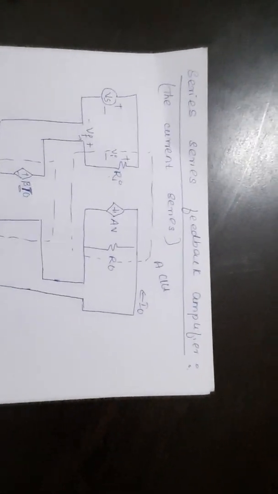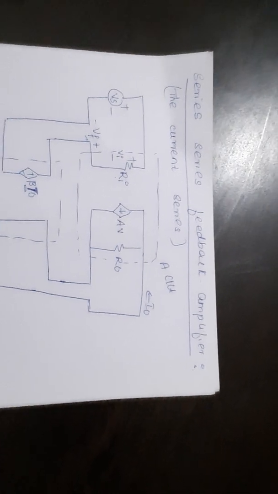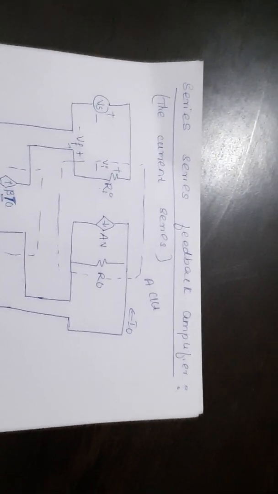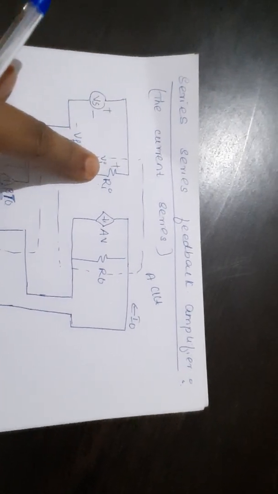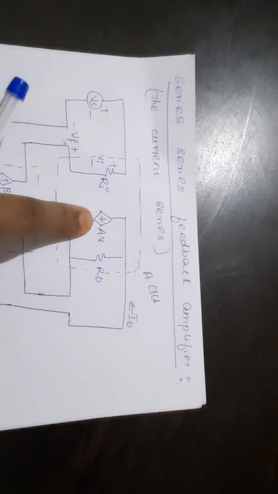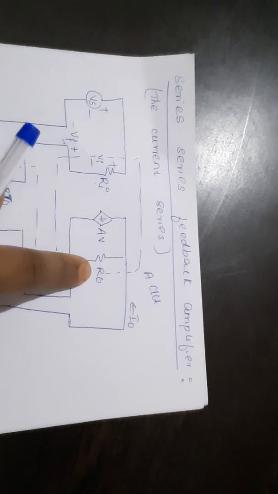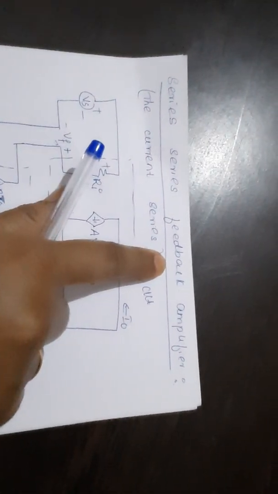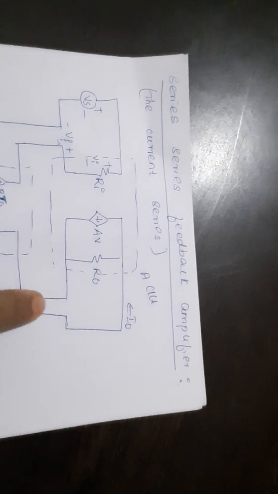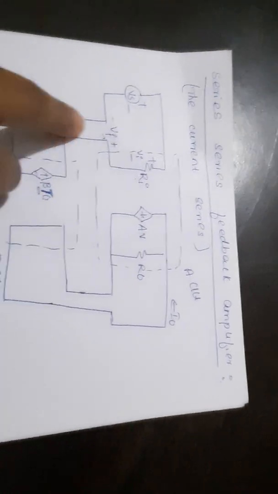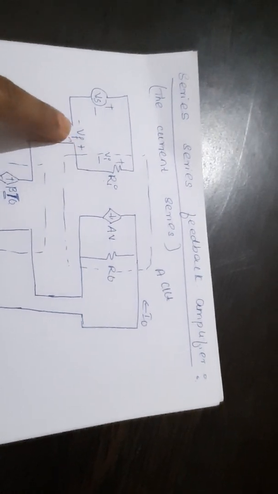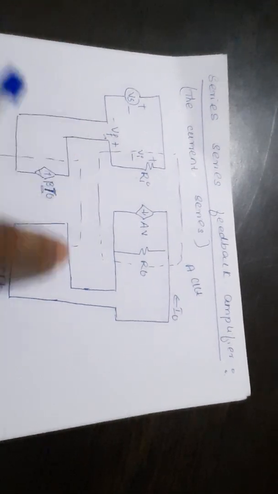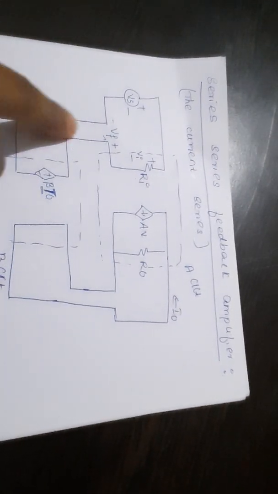Good morning, students. Let us study today the series feedback amplifier. This consists of the function generator Vs, input resistance Ri, the gain A into voltage, and output resistance R0. It is a feedback amplifier, so the output current I0 is fed back to the input. So we'll be having the feedback voltage Vf with the polarity plus and minus.